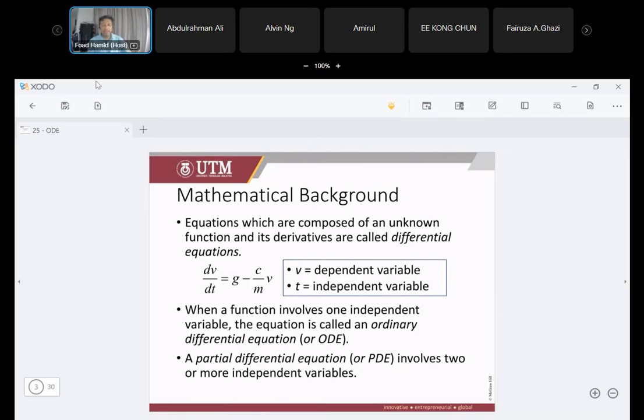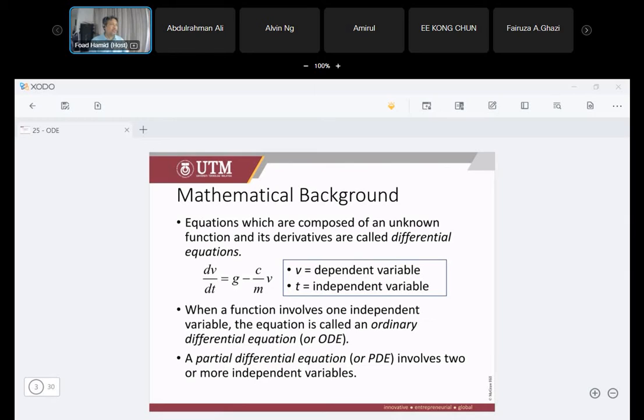I think by now you should be familiar with this. This is our parachutist problem. Remember that the guy jumps from an airplane and then he falls down, and because of the drag, he is pushed up and so on.